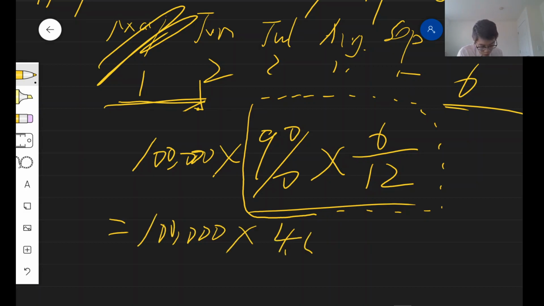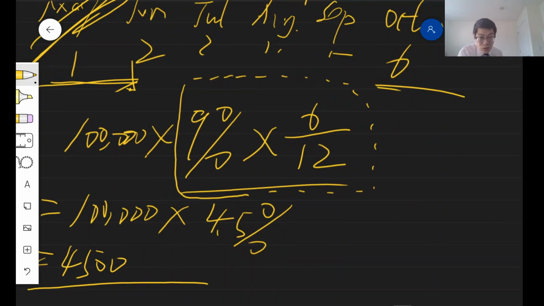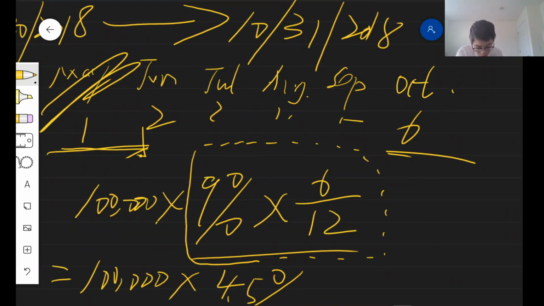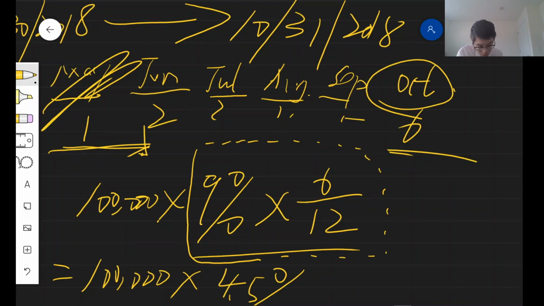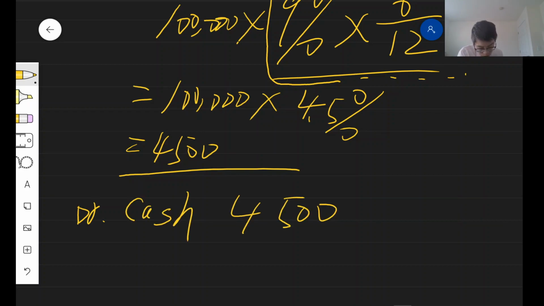times 4.5%, which is $4,500. Okay, so now we are able to recognize the interest revenue for letting the person use our principal over the period from May, June, July, August, September, all the way to October. Okay, so now the interest, we receive cash of $4,500, which is our interest.